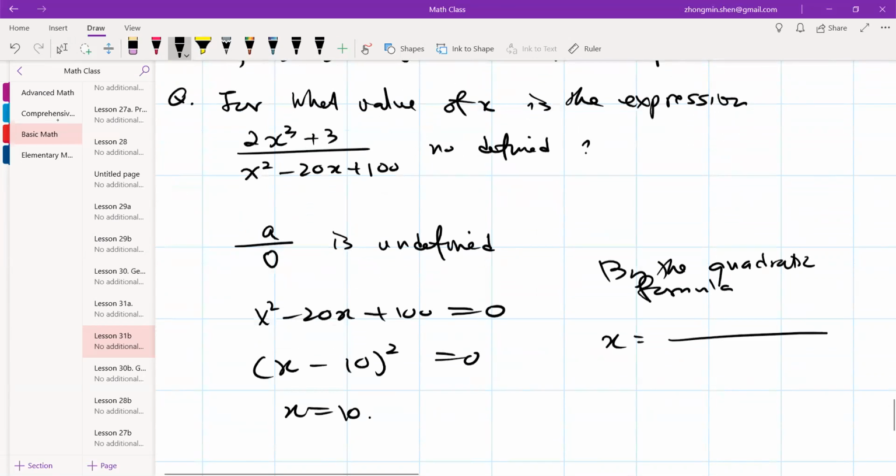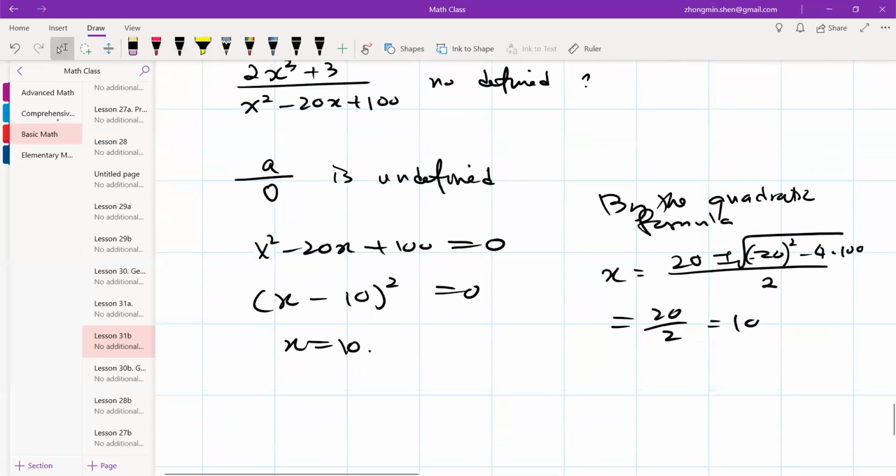But you can also use the quadratic formula: negative b plus or minus the square root of b squared minus 4ac, divided by 2a. Then you will see that negative 20 squared minus 400 is going to be 0, so it's going to be 20 over 2, that's just 10. But sometimes, with experience, you can quickly factor the quadratic function. So when x equals 10, the denominator is going to be 0, therefore it's undefined. So the answer is 10.